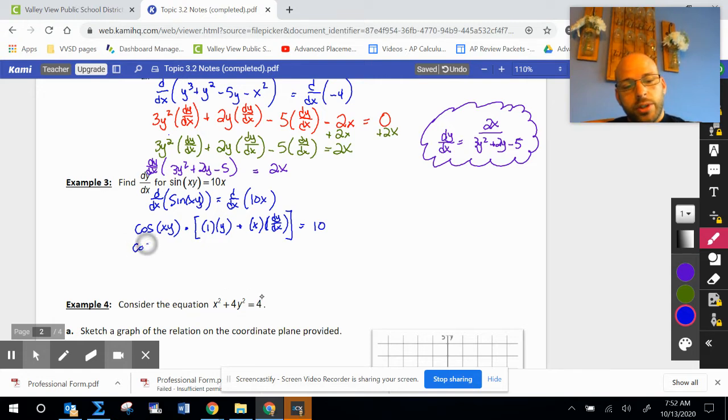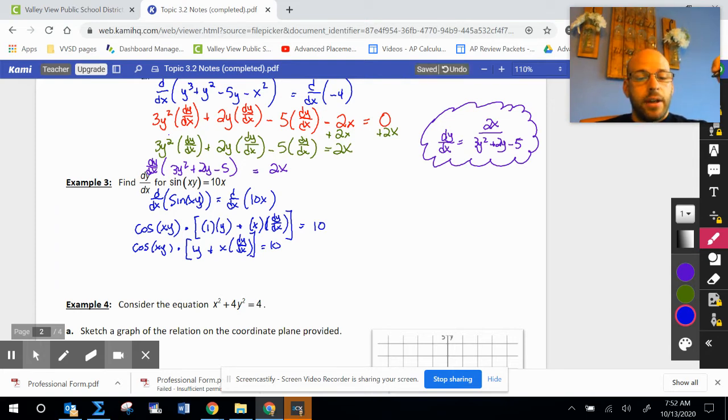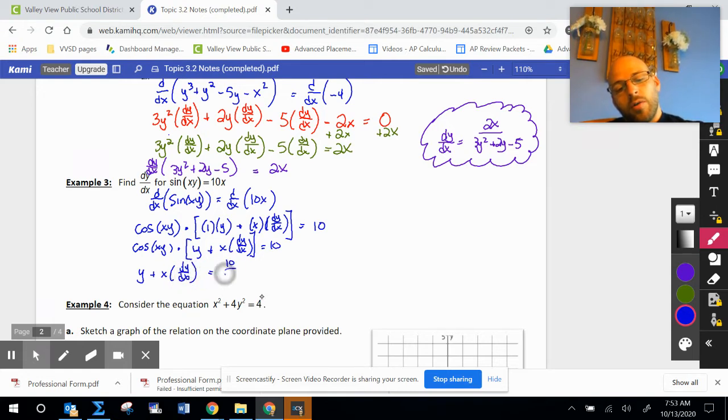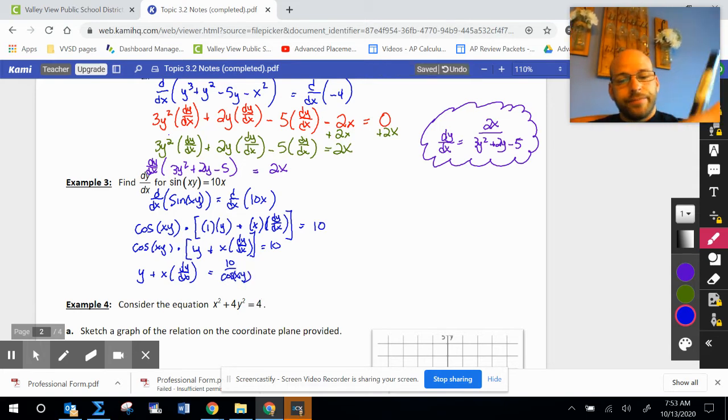I'm going to have the cosine of xy times y plus x times dy over dx equals 10. Okay. Again, my goal is to get dy dx all by itself. So what I can do here is I can divide. Let's get this bracket all alone here. You could distribute if you wanted to, it'd be about the same number of steps. So I get a 10 over cosine of xy. I'm going to subtract the y.